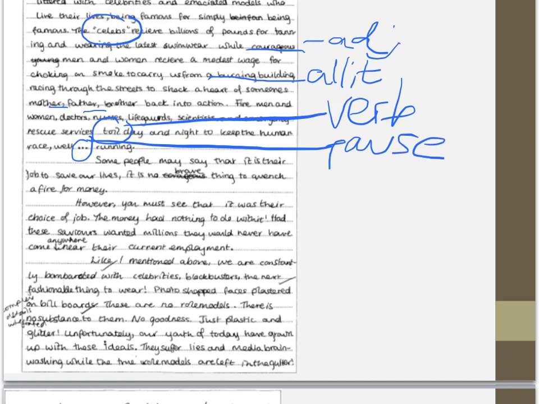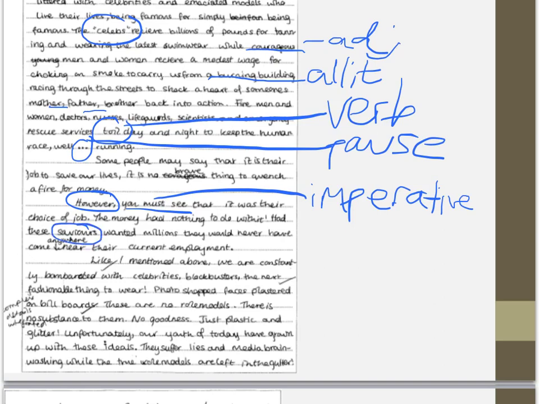Some people may say that is their job to save lives. It's no brave thing to quench a fire for money. However, so we've got some discursive markers here, linking words, looking at a sense of debate. You must see. Yeah, this is writing to argue. So the student's spot on by creating an imperative tone, commanding us. You must see that it was their choice of job. The money had nothing to do with it. Had these saviours, interesting, wanted millions, they would never have come anywhere near their current employment. Like I mentioned above, okay, so more linking, referencing backwards and forwards.